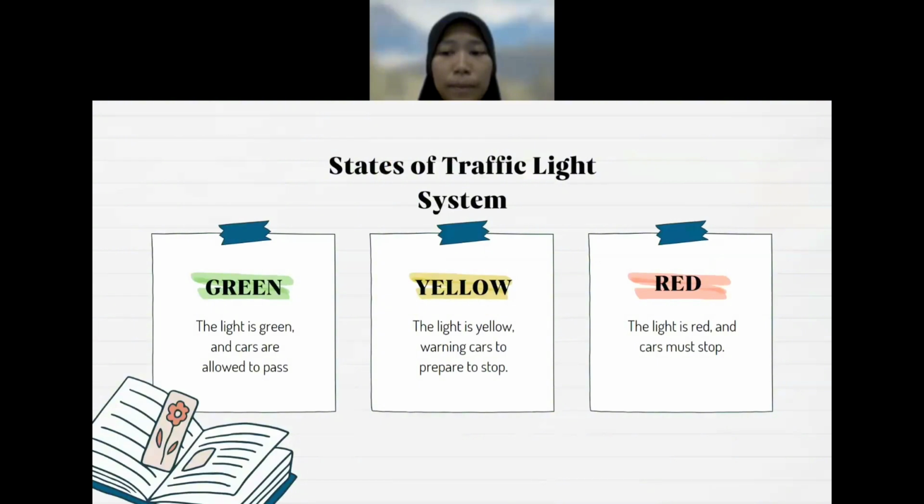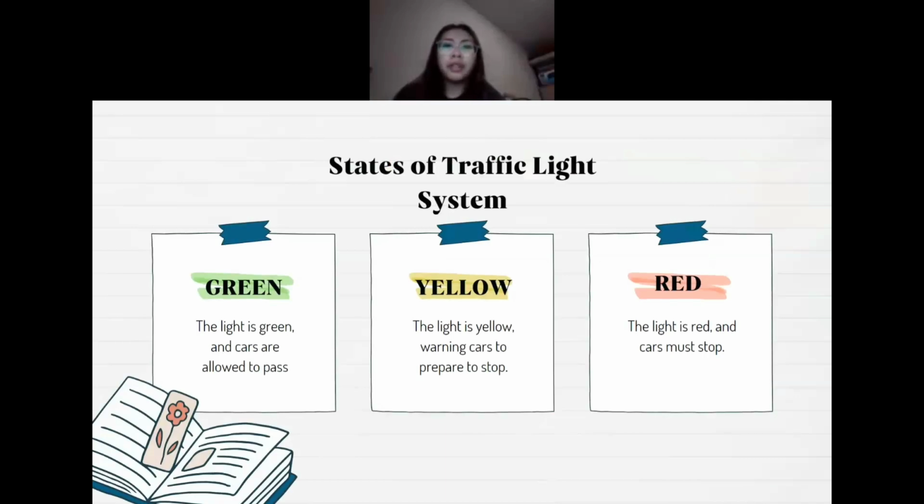In the traffic light system, we have three main states: green, yellow, and red. For the green state, the light is green and cars are allowed to pass. For the yellow state, the light is yellow, warning cars to prepare to stop. And for the red state, the light is red and cars must stop. These states are fundamental in controlling the flow of traffic and ensuring safety at intersections.